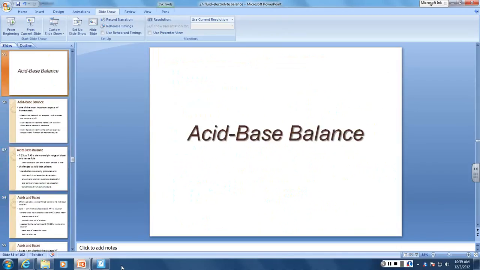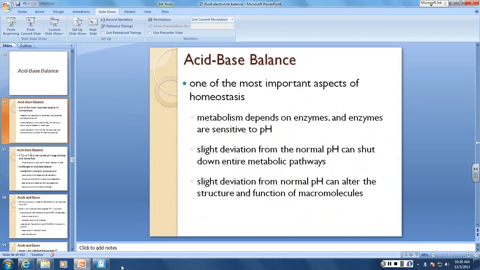Alright, let's jump into acid bases. Okay, so one of the most important aspects of homeostasis involves balancing acids and bases. Metabolism depends on enzymes, and enzymes are sensitive to pH. So when we say that blood pH is what? Between what? Great. So 7.35 to 7.45.